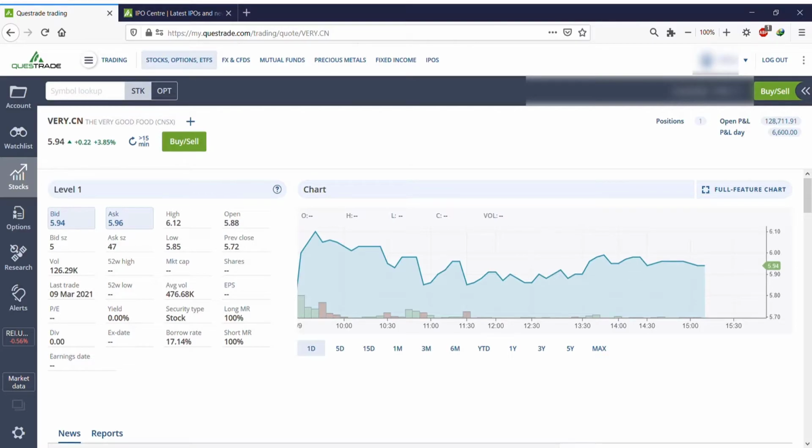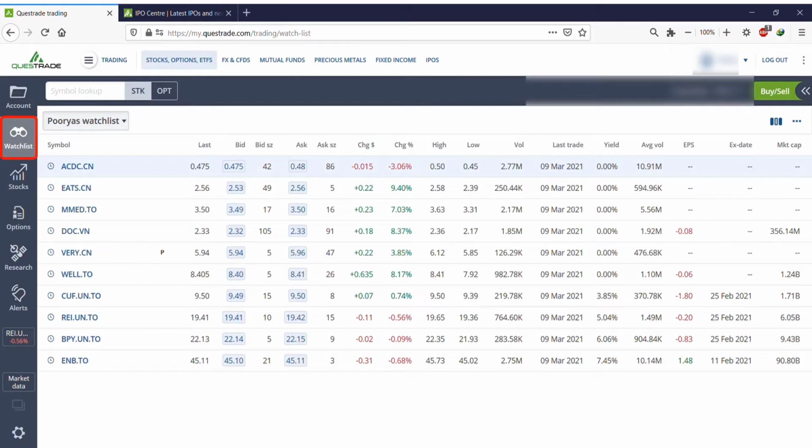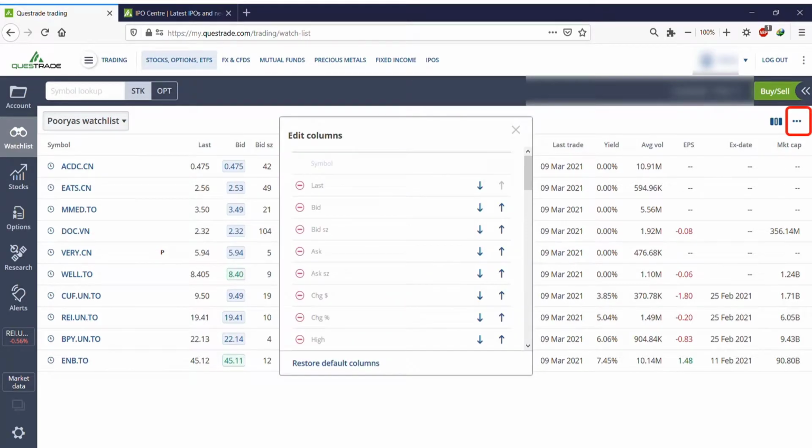But honestly, if you remember, I said there are shortcomings with anything in life. This is one of them. I really don't like how Questrade shows your watch list. Also, there's no way that you can change the location of your stock. So let me show you. For example, here's my watch list. If I want to edit, all I have to do is click on this library type of thing. This actually shows the criteria, for example, last price, bid, ask. So this is where you can determine which information is shown to you first.